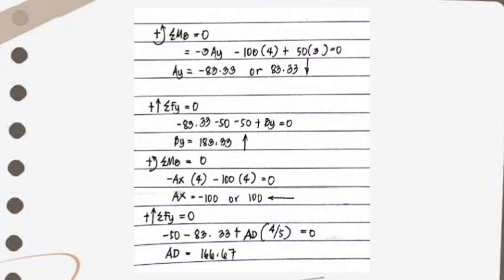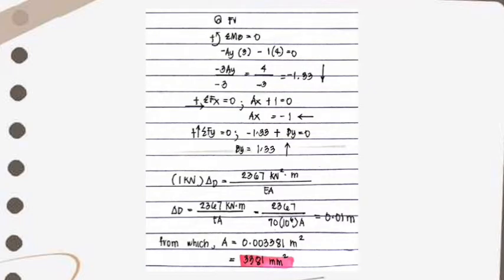By is equal to 183.33. Summation of moment at B is equal to 0. Negative Ax times 4 minus 100 times 4 is equal to 0. Ax is equal to negative 100, or 100. The summation of Fy is equal to 0. Negative 50 minus 83.33 plus the AD times 4 over 5 is equal to 0. So our AD is equal to 166.67.